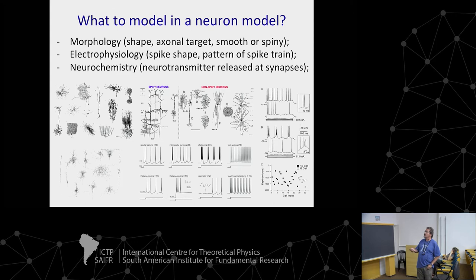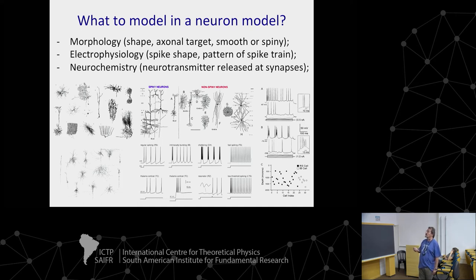You have here the different shapes, spike trains, and morphological characteristics of the cells. So one can decide to model morphology, which means the shape, the anatomy, as well as the axonal target of a neuron, whether the neurons are smooth or spiny. You see some neurons have spines, some little dots on top of the membrane, which are important, or some of them are smooth, or you can just neglect all of these. You can model the electrophysiological response patterns of neurons to currents. So you can focus on this instead of on morphology.